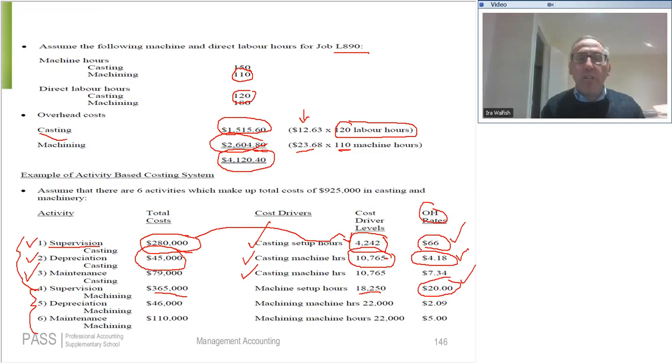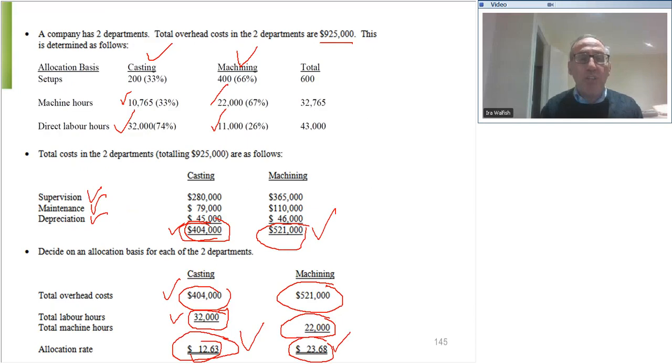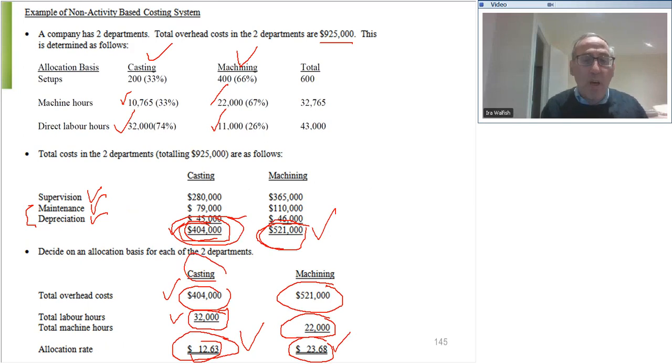When I did traditional costing, I was really arbitrary. I didn't pay attention to the individual cost. I just took my total cost of 404 for casting, my total cost of 521 for machining, and I used one driver to allocate all these costs. The truth is, labor hours have no impact on maintenance or depreciation, but it doesn't matter. I'm using my labor hours to allocate my cost for the casting department for all of my overhead. That doesn't make a whole lot of sense.